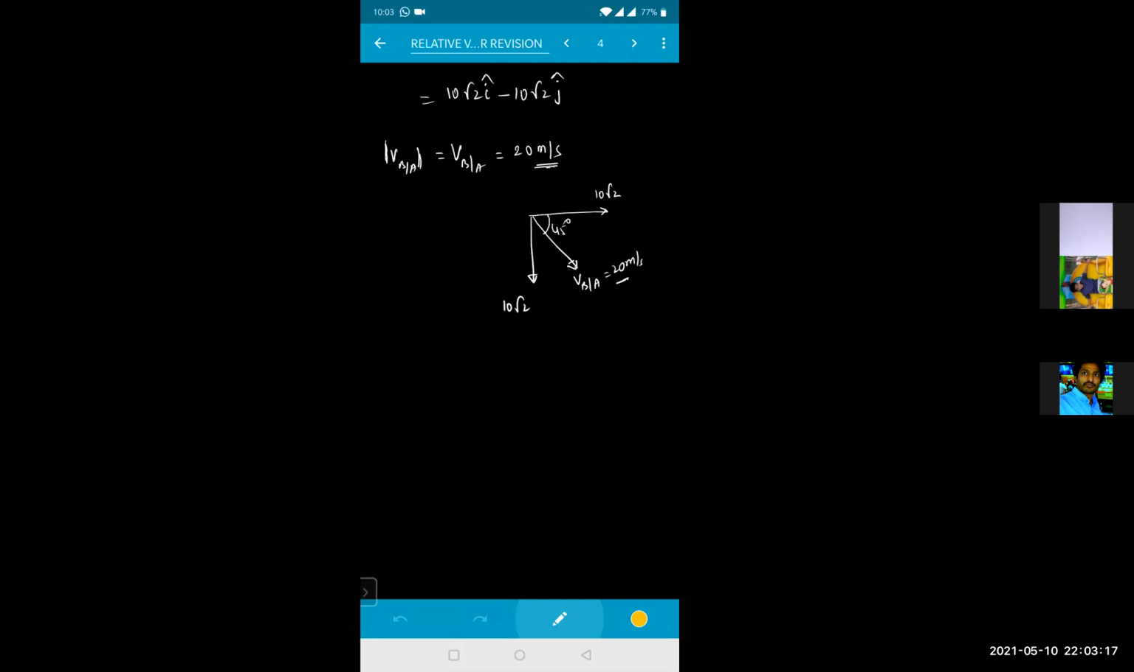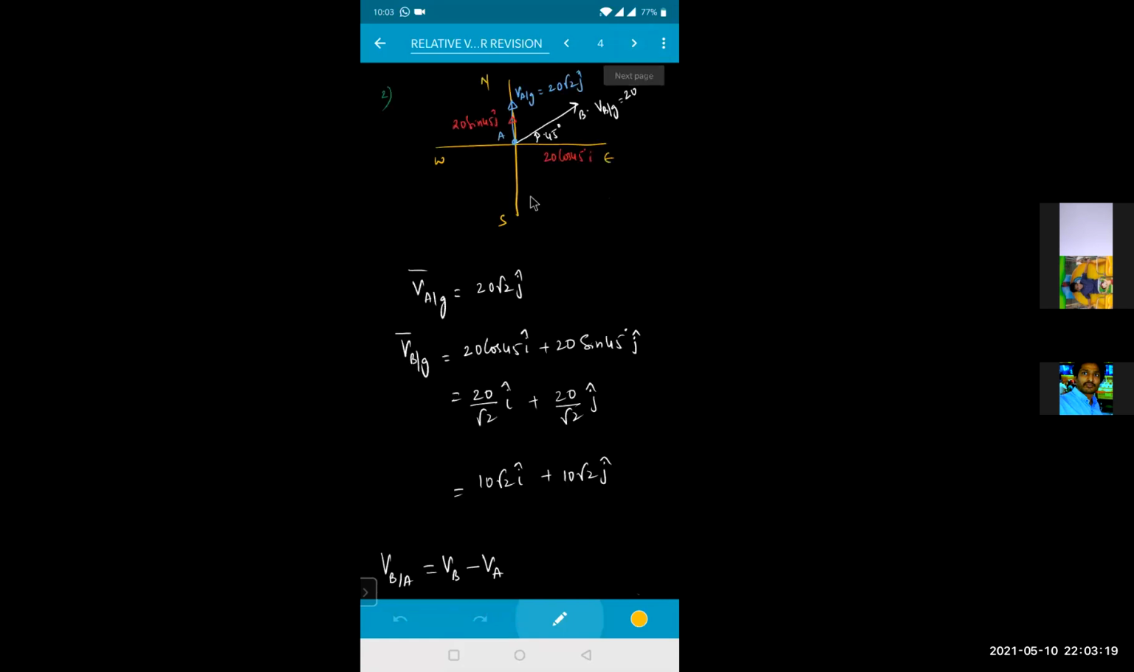So first draw the diagram for this one. The first one is velocity of A with respect to ground is 20 root 2 along the north direction, that means j cap. Then B is moving in the direction north of east. North of east means sit on the east and go towards the north. When no angle is given, we take exactly 45 degrees. So this is the velocity of B, that is 20, making an angle of 45 degrees. So it is 20 cos 45 and this is 20 sin 45.